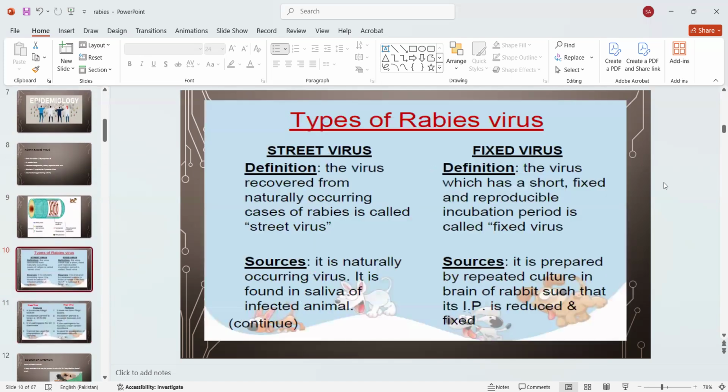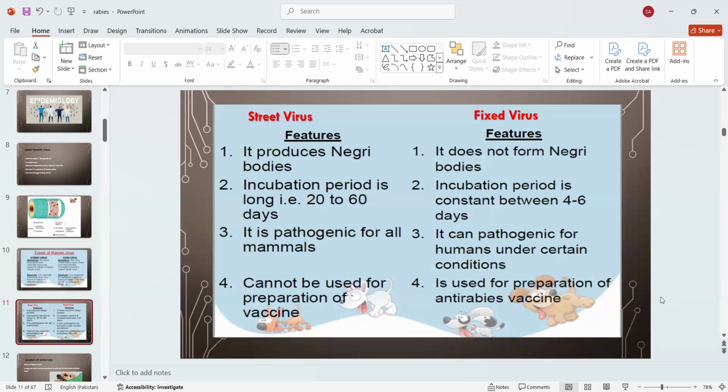Now, what are the types of rabies virus? There are two types. One is the street virus and the other is the fixed virus. The virus recovered from the naturally occurring cases of rabies is called street virus. Its source is the naturally occurring virus. It is found in saliva of infected animals. The fixed virus is the virus which has a short, fixed, and reproducible incubation period. It is prepared by repeated culture in the brain of rabbit, such that its incubation period is reduced and fixed.